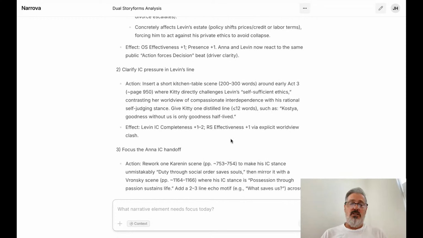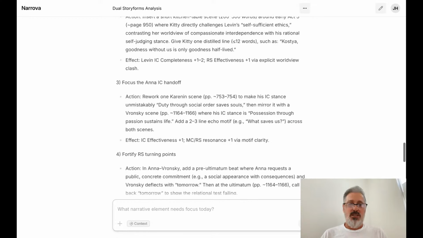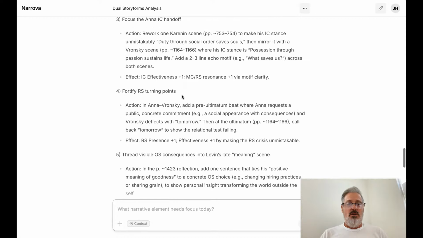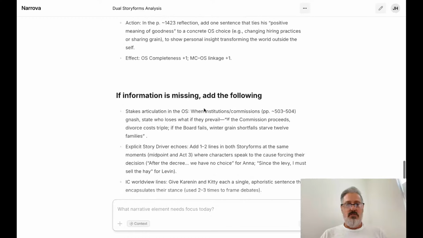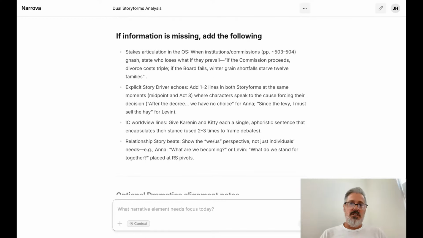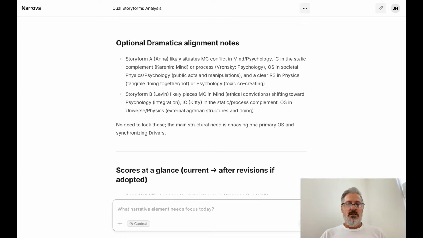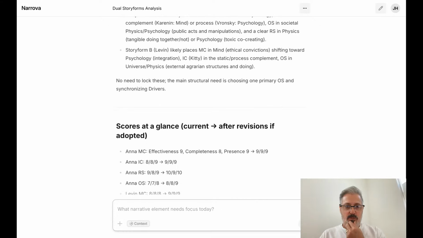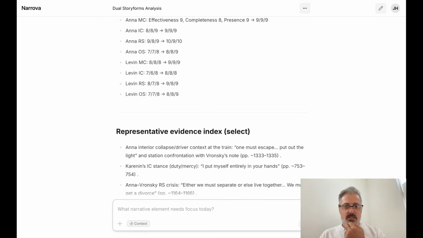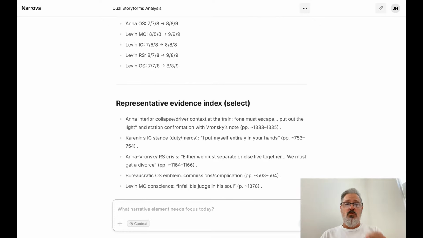I shouldn't say should. I said could. I should say could be improved upon, and all these different suggestions for this stuff. If information is missing, add the following. Optional Dramatica alignment notes. Oh, that's really cool. I won't get into too much depth there. Scores at a glance.